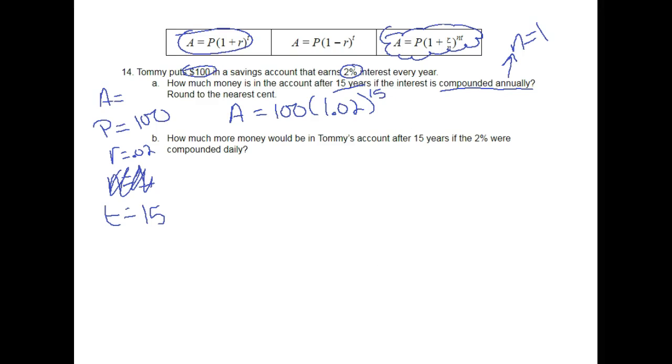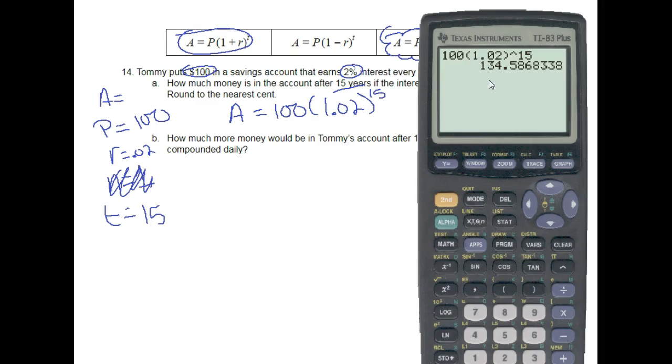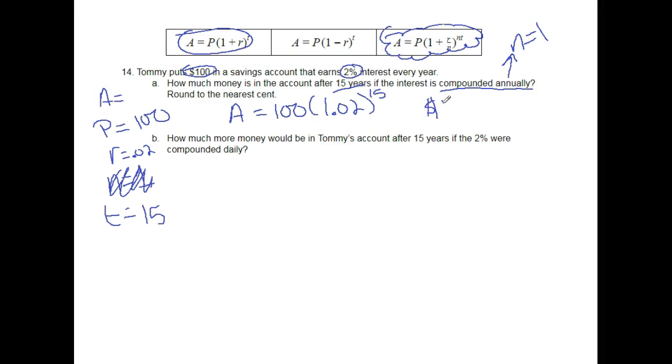If I get a calculator out and plug all that in, I will find this crazy gross decimal. We are talking about money, so we can round to the nearest penny. Since that is a 6, that'll become a 9. After 15 years, he will have $134.59.